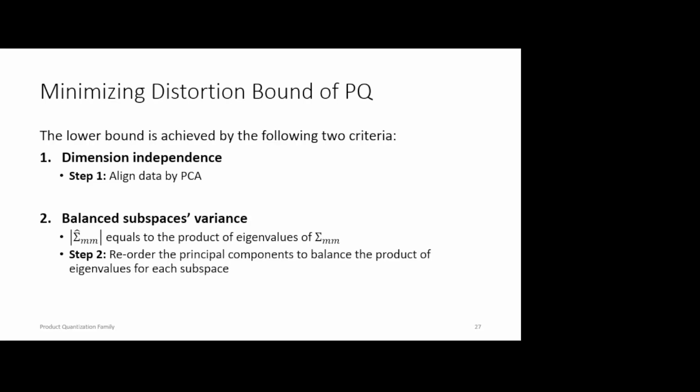Its general idea is like this. Okay, so this is what they say here: to make the two segments' eigenvalue products as balanced as possible. Okay, any problem?